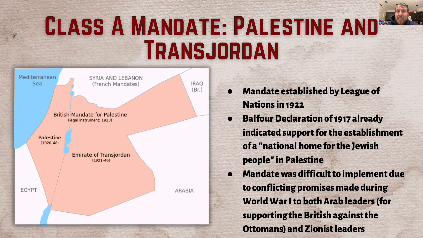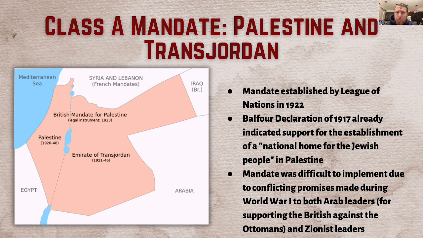The British faced significant challenges in implementing the mandate, largely due to conflicting promises made during World War One to both Arab leaders, for supporting the British against the Ottomans, and Zionist leaders who were encouraging Jewish immigration and settlement. The Mandate period saw significant Jewish immigration driven by Zionist aspirations. This immigration was opposed by the Arab population, leading to tension and sporadic violence.